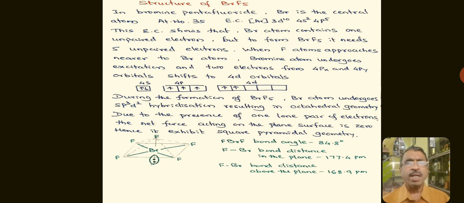The bond angle between F-Br-F is 84.8 degrees. It is due to the distortion. The F-Br bond distance in the plane is 177.4 picometer. The F-Br bond distance above the plane is 168.9 picometer.